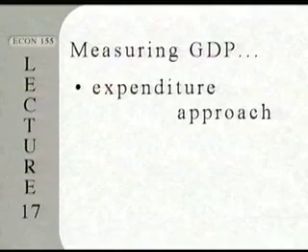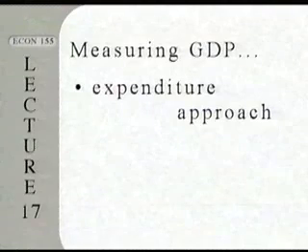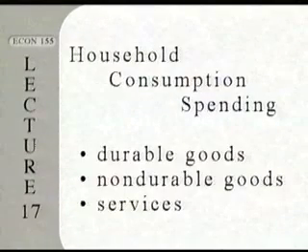And then we had categories of spending, personal consumption expenditures, we had three categories, durable goods, non-durable goods, and services. Those are just broad categories of what consumers spend their money on, their income.